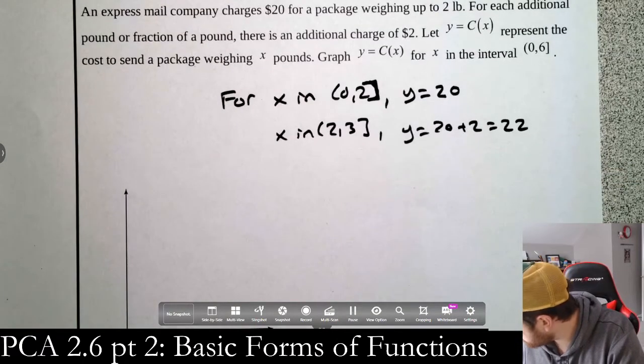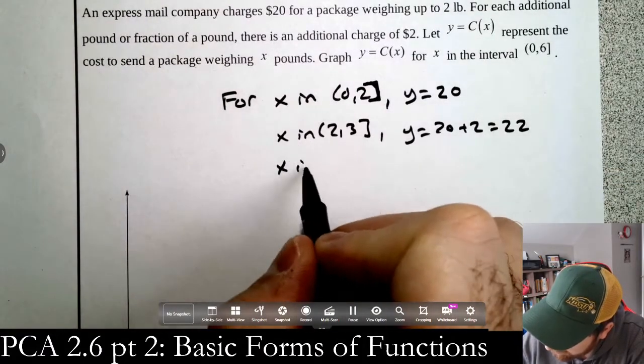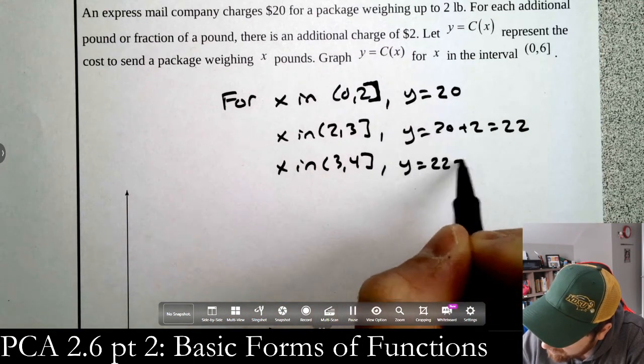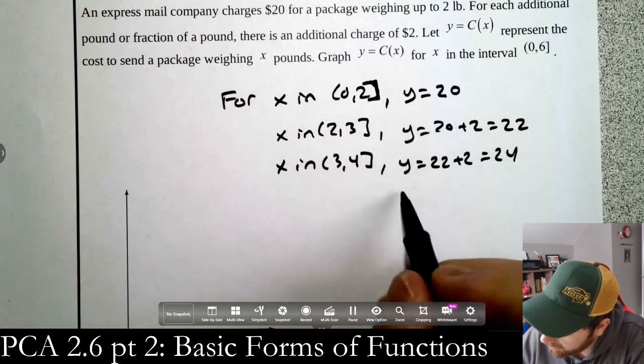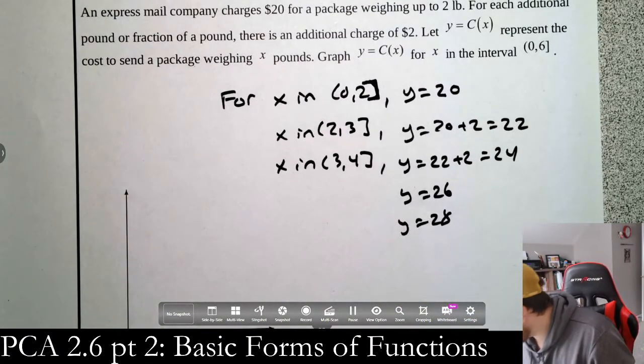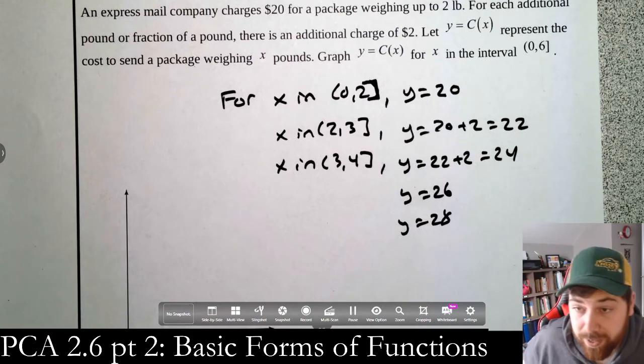And now we keep this going. So for x in 3 up to 4, we add another $2, 24, and then it's going to be 26, and then it's going to be 28, and so on. Okay? And so now the graph is pretty easy to make, right?